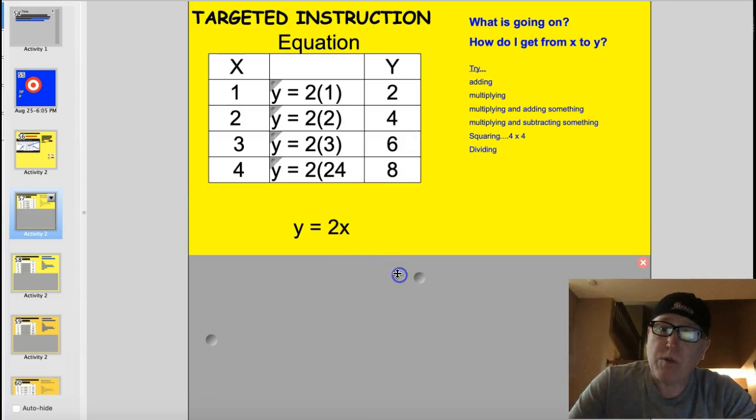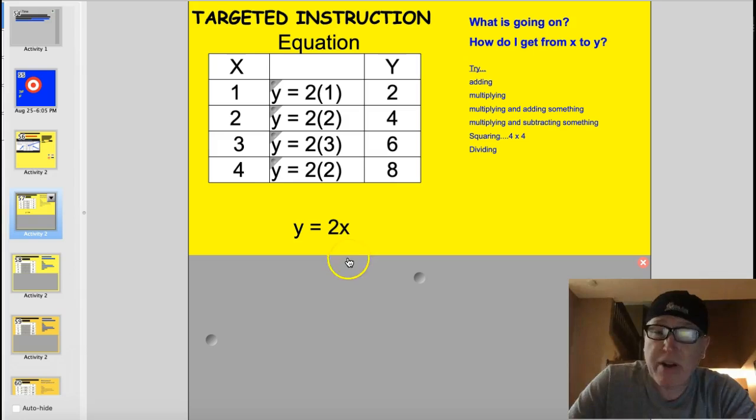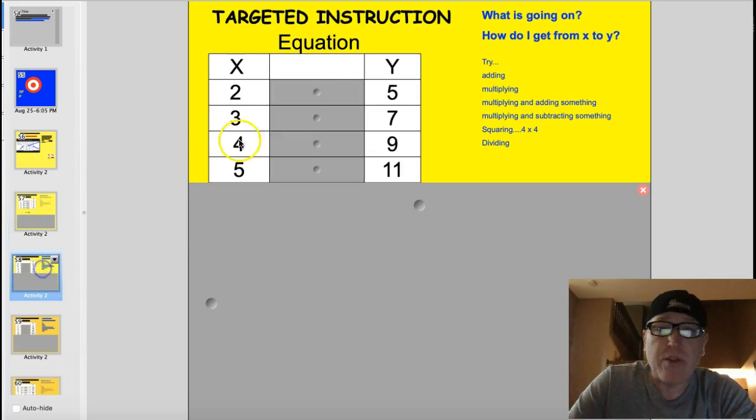So now, that's what you have to write. The y is equal to whatever x is, and you multiply it times 2. This is not 24 here. Let me just throw that parenthesis in there. Okay? Well, there's where we're going. Let's take a look at another problem, then I'll have you try too.